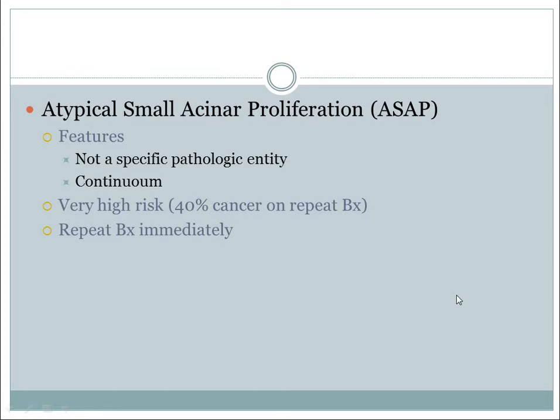Patients who have been diagnosed with ASAP are recommended to have a repeat biopsy right away because of a very high risk of cancer on repeat biopsy. Up to 40% of those who have been diagnosed with ASAP will, on subsequent biopsy, be diagnosed with cancer.